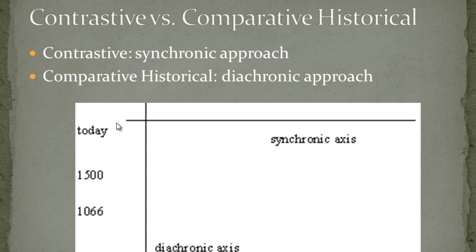Okay. So contrastive linguistics is on this axis because it is only concerned with languages at a point. It doesn't care about the history of the languages. While comparative historical, they will study the histories of different languages. So that's why you see here, diachronic.